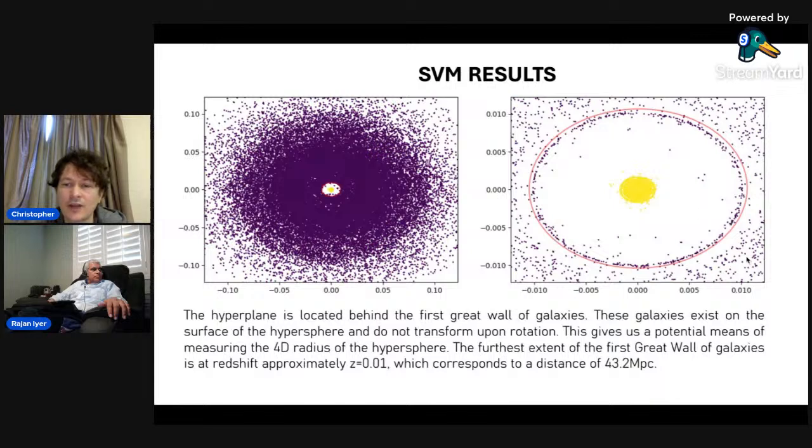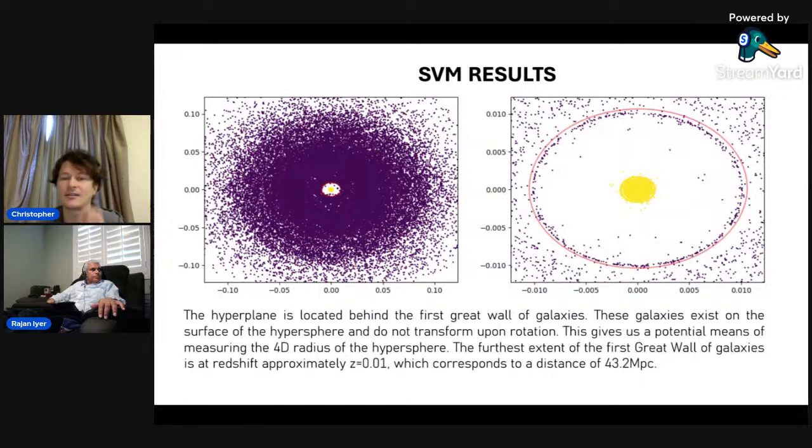But interestingly enough, the cost function of 1 is a fairly common cost function to use. If we use a different cost function, we can make this line closer in or further out. But I think it's interesting that the line should be outside the first Great Wall of galaxies.